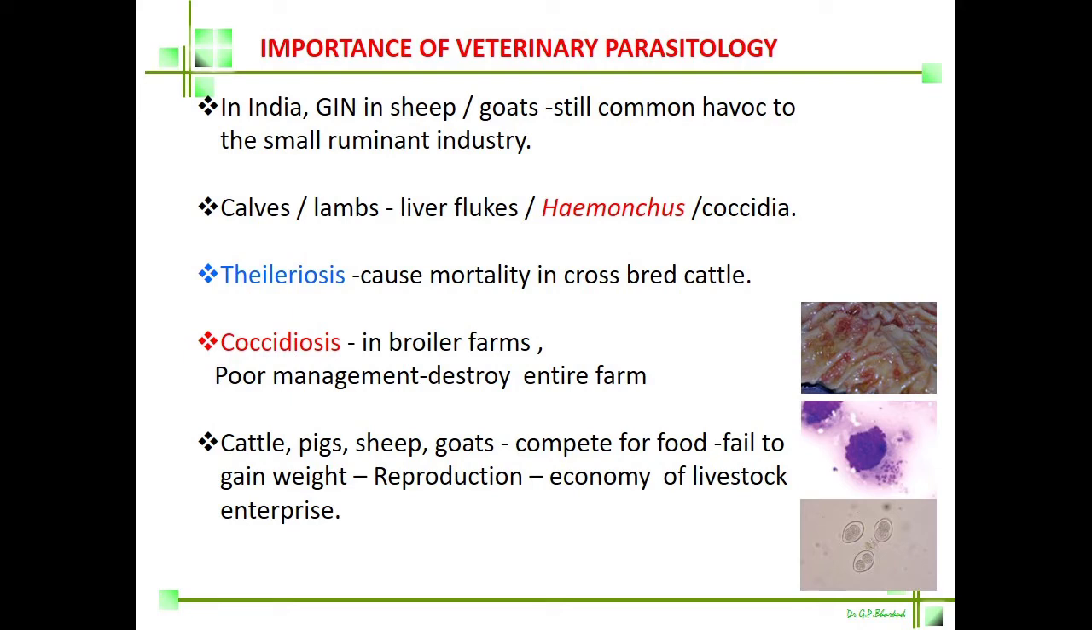Coccidiosis in broiler farms is a result of poor management and it destroys the entire farm. These parasites compete for food with their hosts, and as a result the hosts fail to gain weight, affecting their growth, reproduction, and the economy of the livestock enterprise.